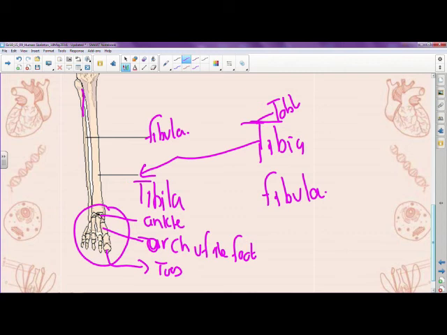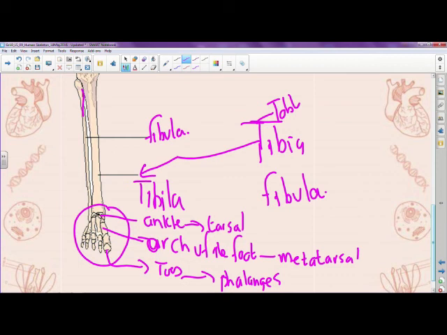Now, they sound very similar to the ones that we used when we looked at the arm. The ankle, instead of now being a carpal, is called a tarsal. The arch of the foot, not a metacarpal, but a metatarsal. And the toes, same name, luckily, as the fingers, and those are going to be your phalanges. So we can see that the arms mirror the same kinds of bones as the legs.